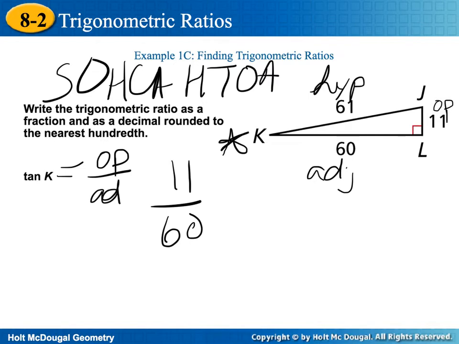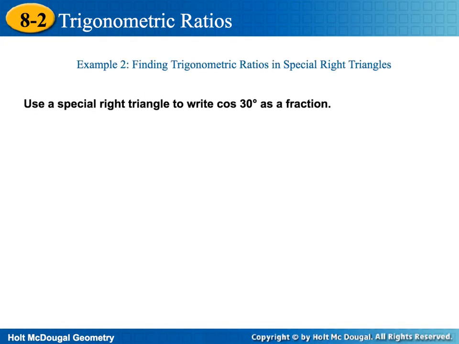And this is about 0.18 as well, when I round to the nearest hundredth. All right, so I want us to use a special right triangle to write cosine of 30.